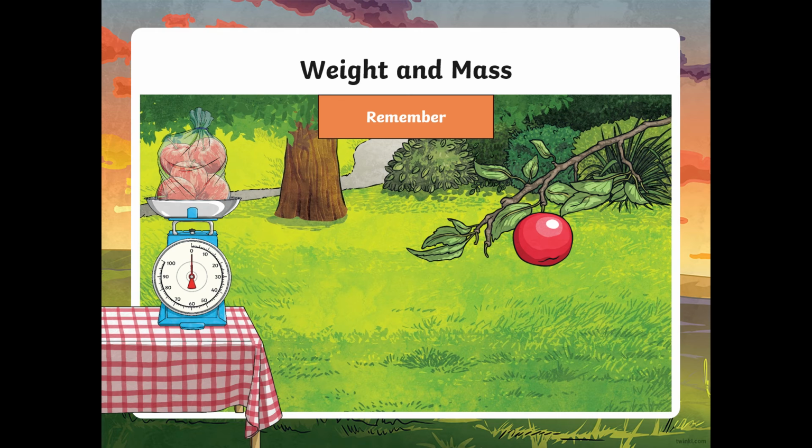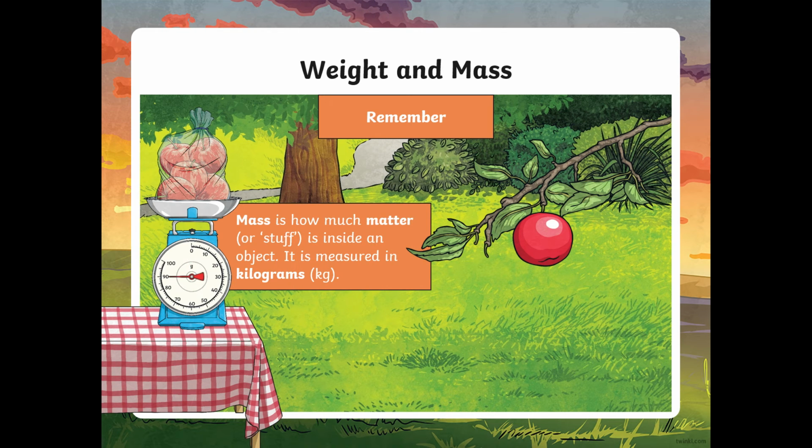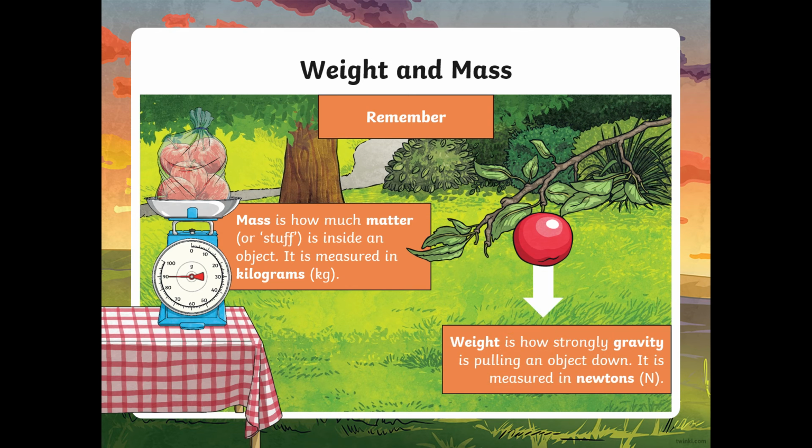So remember, these are the key facts. Mass is how much matter, or stuff, is inside the object, measured in kilograms, whereas weight is how strongly gravity is pulling it down, and this is measured in newtons.